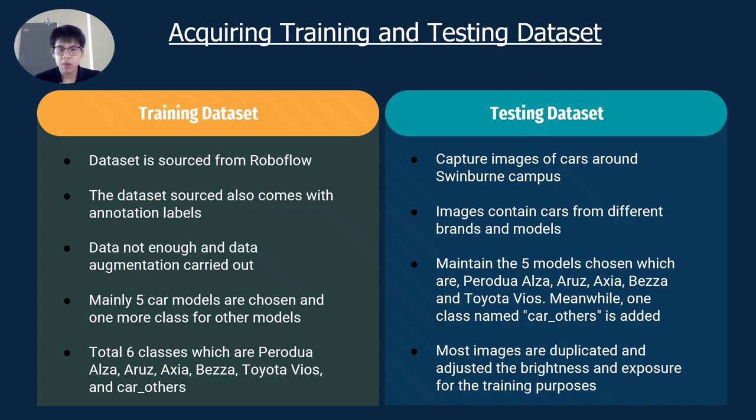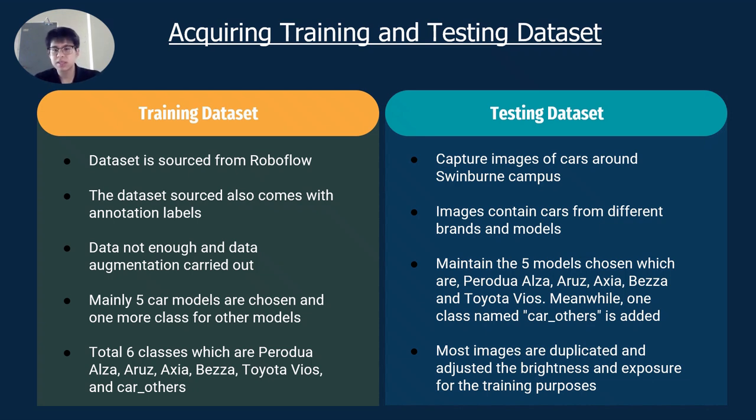Originally, we were using 300 images and the labels for each car model, or each class. And we found that it resulted in bad classification results. So we suspected that the data was not enough, and we carried out data augmentation to make more images for the model to train and learn. Finally, we have 6 classes, which are Perodua Alza, Arus, Asia, Beza, Toyota Vios, and Car Others.